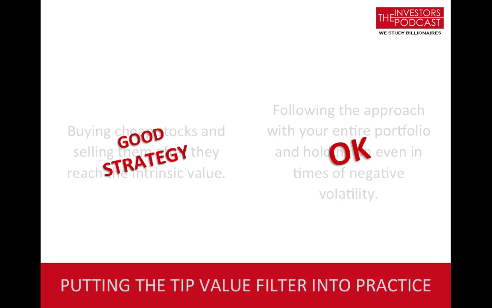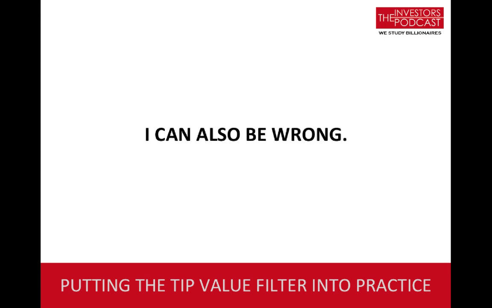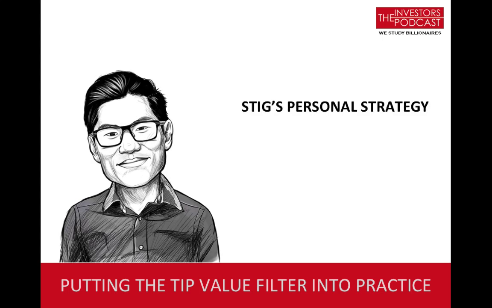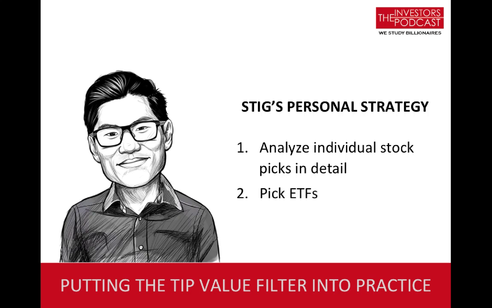That being said, I'm very humble about my own skills, and I'm aware that I can be wrong. Rather, I have an overall strategy in place, and it consists of 3 sub-strategies. The first one is to analyze stock picks in detail as shown in Module 1 to 3. The second sub-strategy is to pick ETFs that are outlined in another course. And the third strategy is to use the TIP value filter.